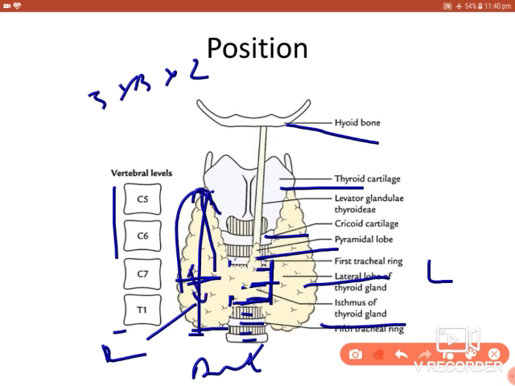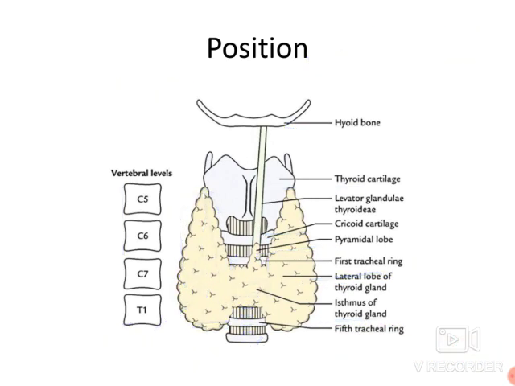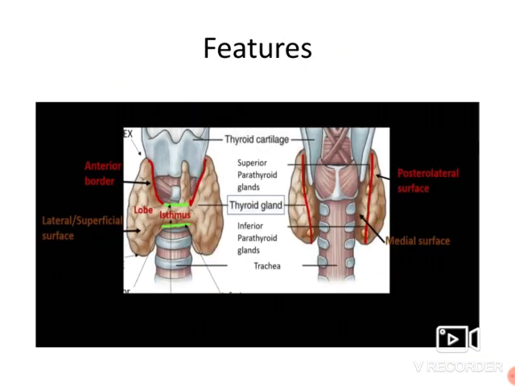Then its dimensions: the lobes are 5 into 3 into 2 centimeters. Length is 5, breadth is 3, thickness is 2 centimeters. The isthmus dimensions: length is 1.25, breadth is 1.25. It is 1.25 into 1.25 centimeters. So that's about its position.